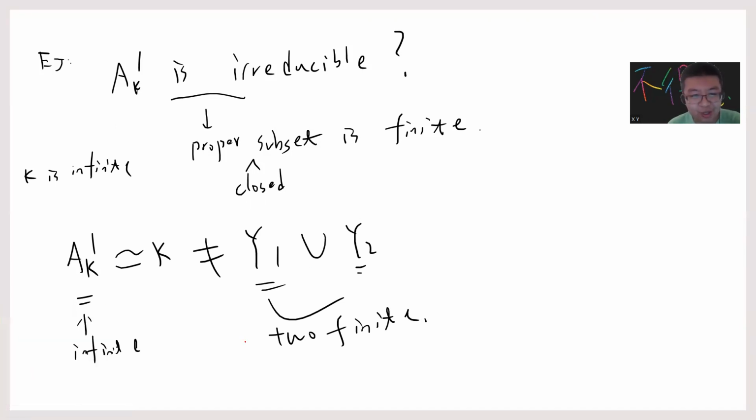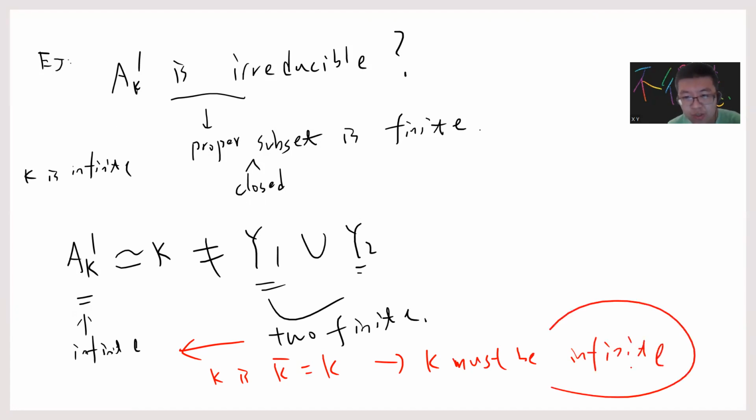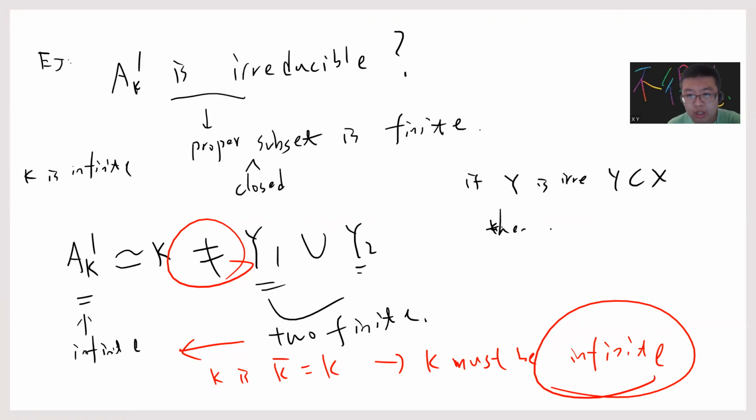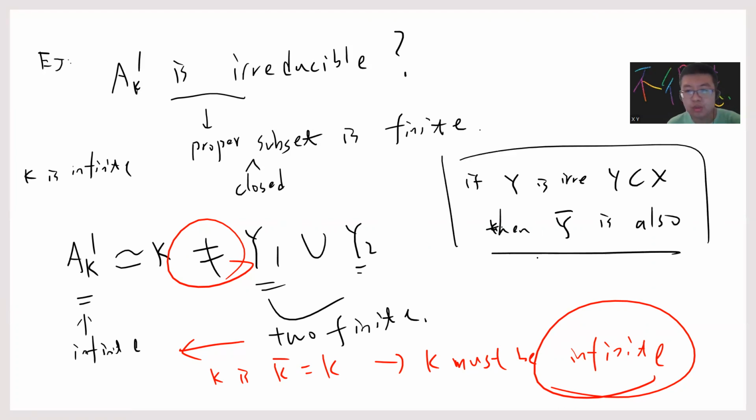So this is the important thing: k is algebraically closed, so k must be infinite, and an infinite set cannot be written as a union of two finite sets. So very simple. Another fact is that if Y is an irreducible subset of X, then the closure of Y is also irreducible. This is simple, so you can check it by yourself.